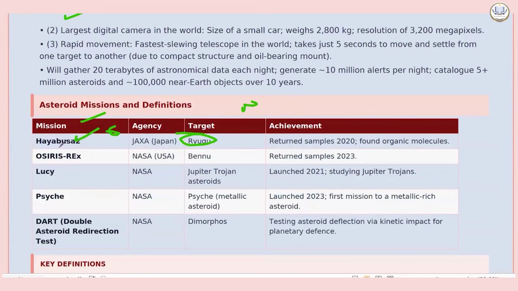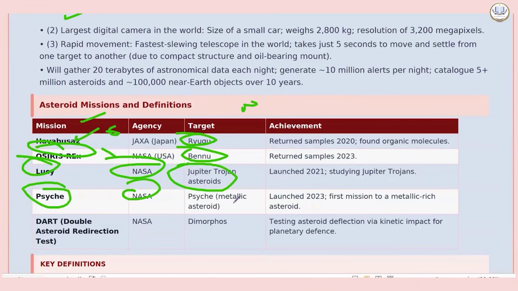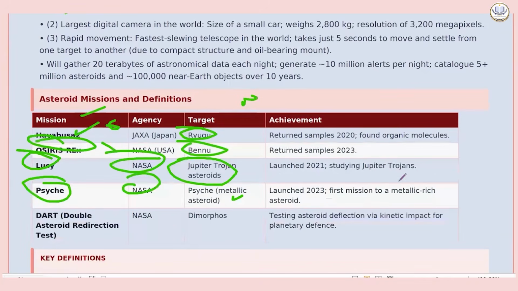It found organic molecules. We have OSIRIS-REx by NASA. Bennu is the target, the Bennu asteroid. Then we have Lucy, NASA, Jupiter's Trojan asteroids, studying the Jupiter Trojans. Then Psyche by NASA, Psyche, that is a metallic asteroid. First mission to a metal-rich asteroid.